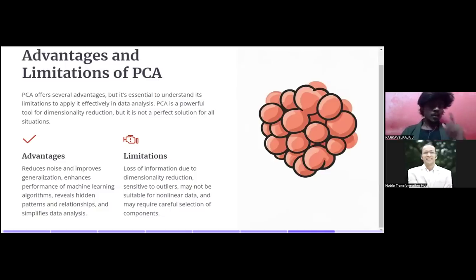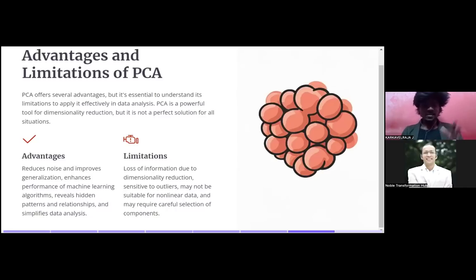Okay, what are the advantages? It reduces noise and improves generalization, enhances performance of machine learning algorithms, reveals hidden patterns and relationships, and simplifies data analysis. Since we are able to convert the higher dimensional data to lower dimensional data, it makes us reduce the computational cost, and the analysis also becomes much easier, right? Because computationally it is much less, and we can also make the analysis much faster. That's the reason it's a major advantage.